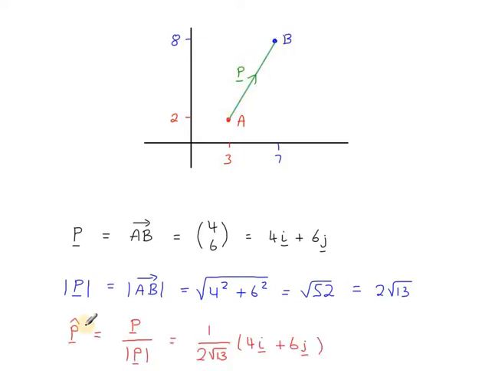And then a unit vector in the same direction as vector p. So it's vector p divided by its magnitude. So there's vector p, 4i plus 6j, and I'm multiplying by 1 over its magnitude. So this is a unit vector, so it has a magnitude of 1, but it still points in the same direction as vector p.